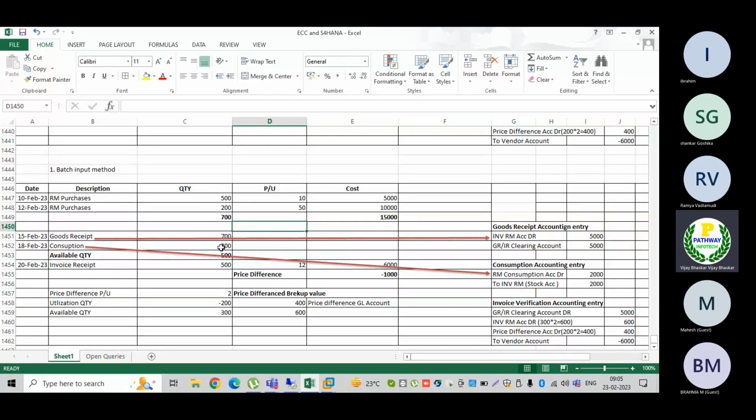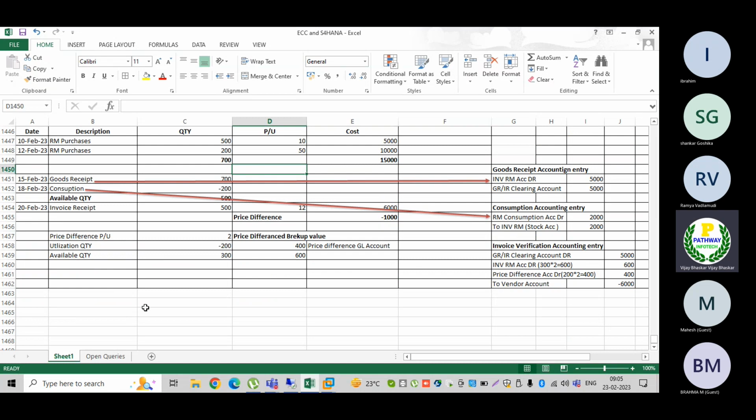But now here the 200 quantity whatever consumption happened. Okay, before going to this one, what is my average price here? The average price of what we have discussed yesterday, 15,000 divided by... Okay, average price. We are having a total cost of 15,000 rupees divided by 700 quantity. My average price would be 21.42. Okay, 21.43. This is my average price.